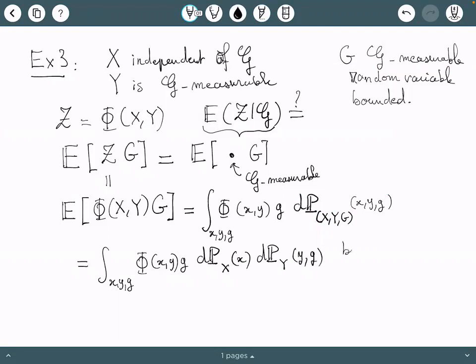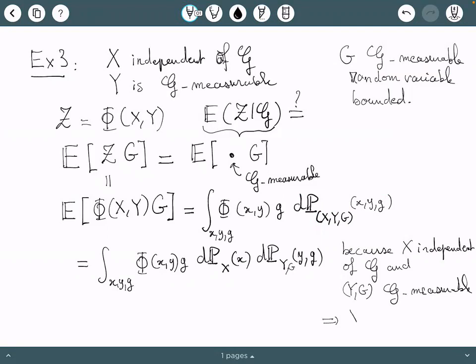Okay, because X is independent of the sigma field G, and (Y, G) is a vector which is G measurable, which implies in particular that X is independent of (Y, G). Okay.